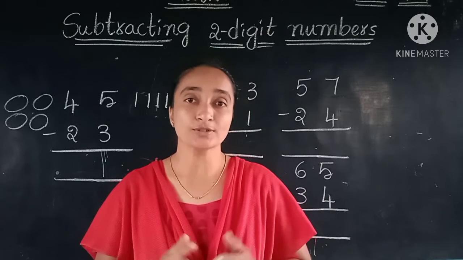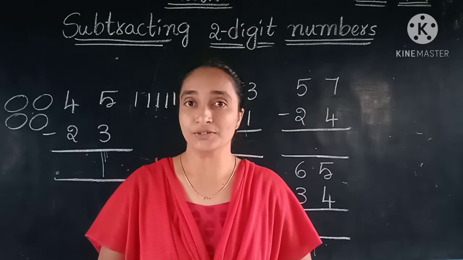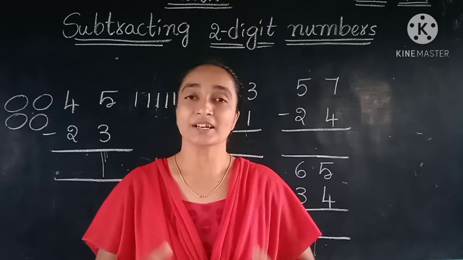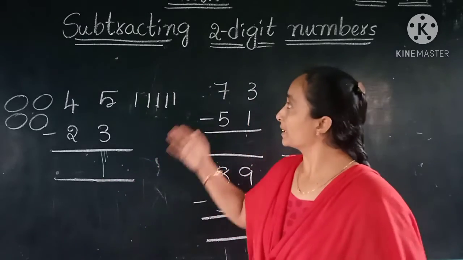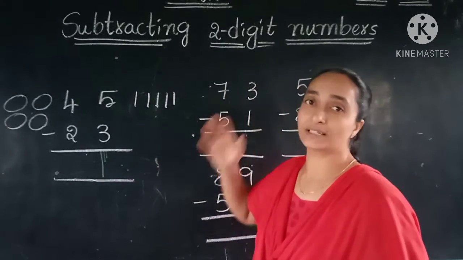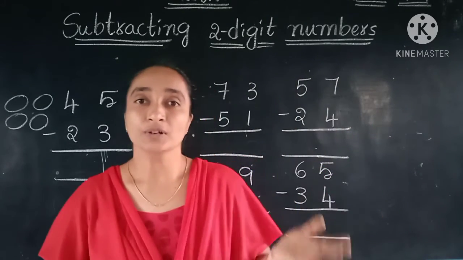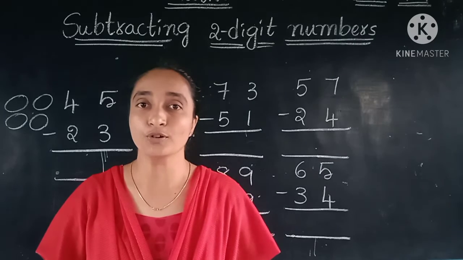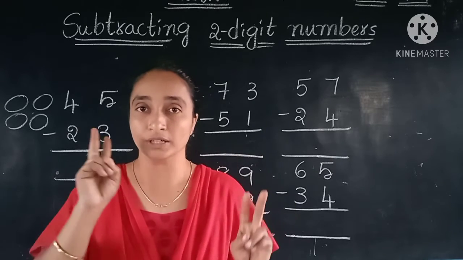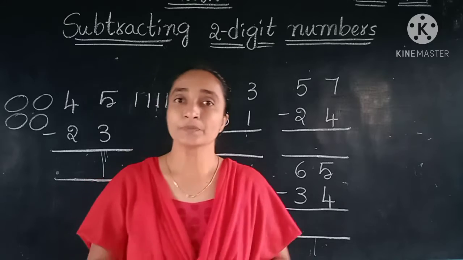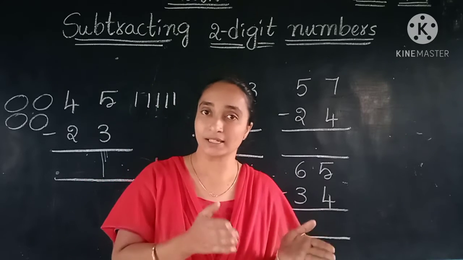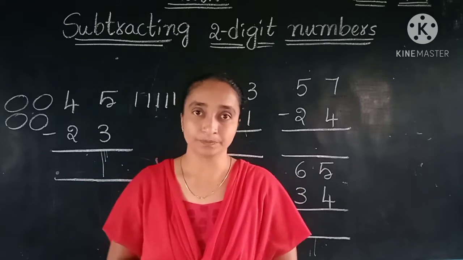So what is today's topic children? Yes, very interesting. Subtracting two-digit numbers. Okay children, today our topic is subtracting two-digit numbers. So let us see children, this is the subtracting of two-digit numbers. Here we have two numbers and we are subtracting a two-digit number. Two digits means the tens place and the ones place.